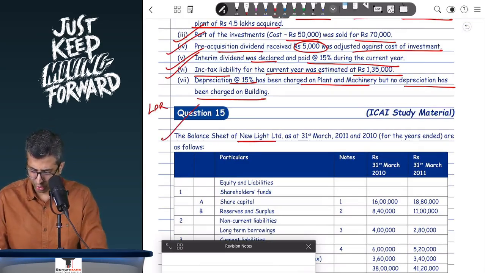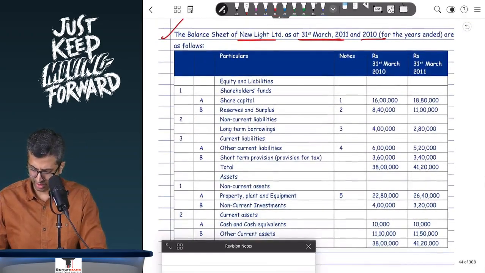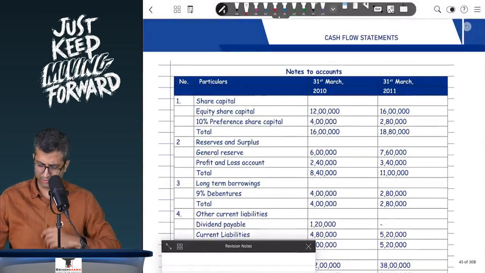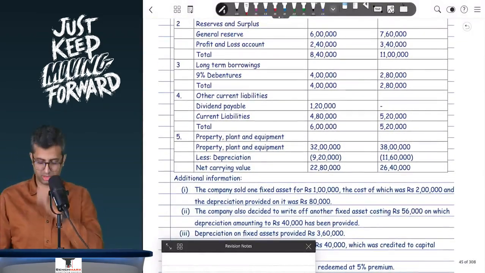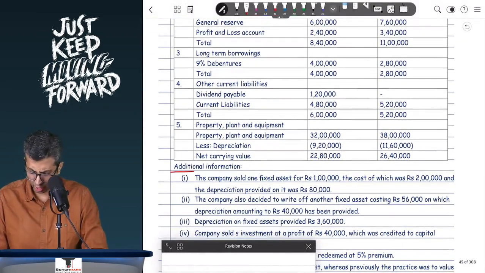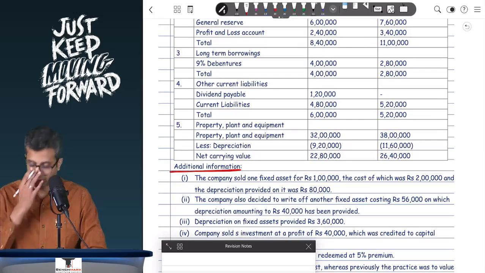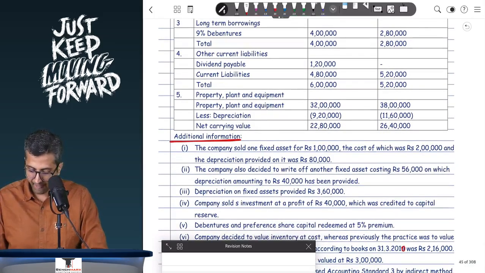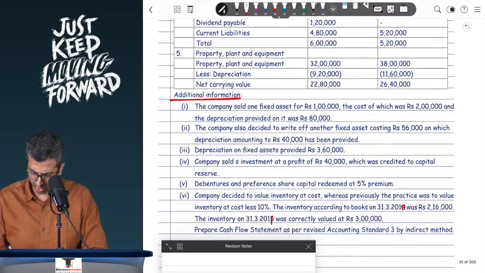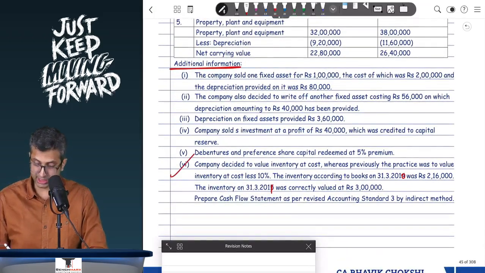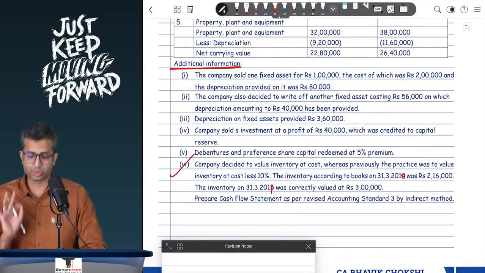Now the balance sheet of New Light as on 31st March 11 and 10 is as follows. So you have the balance sheet as on 31st March 10 given first, year 0, 11 given later, year 1. Now you have all of these particulars being given and then you have been told additional information. The additional information over here, 0.12345 is okay. 0.6 is a tricky one, which is there for this and this question only.